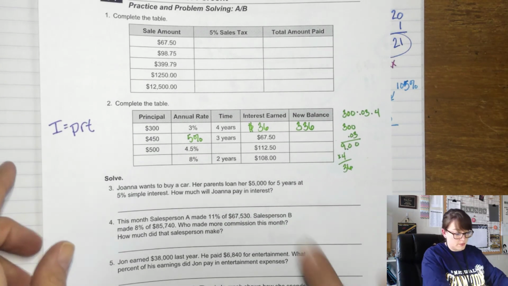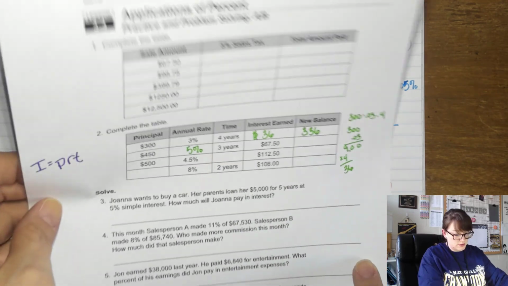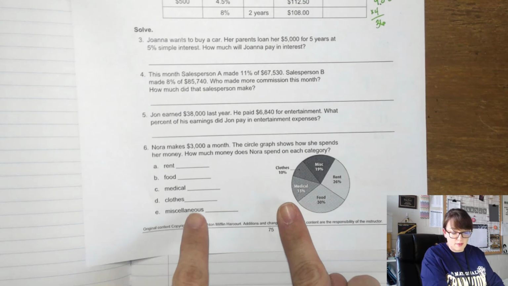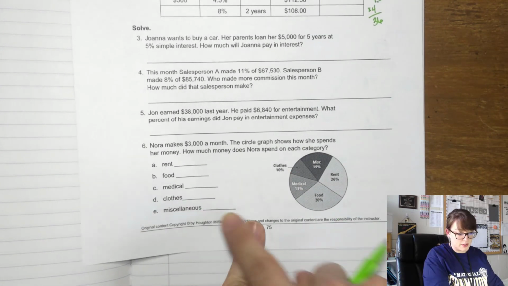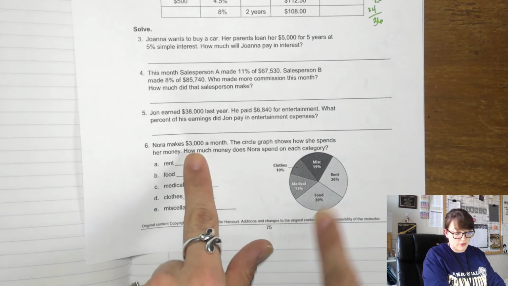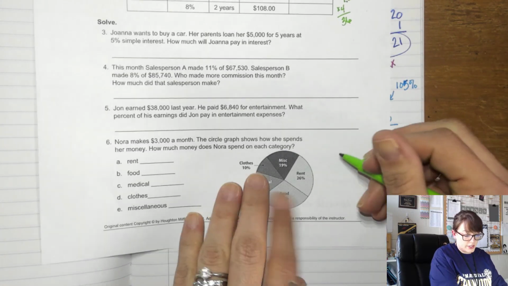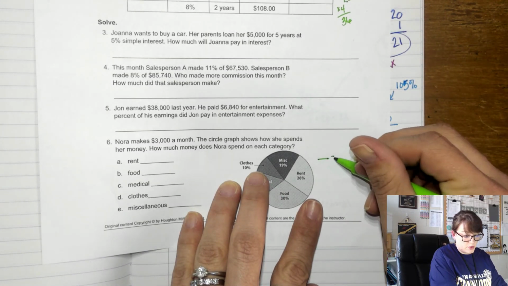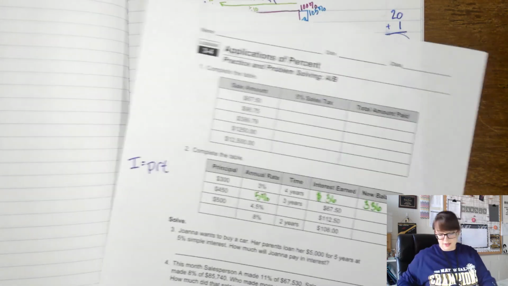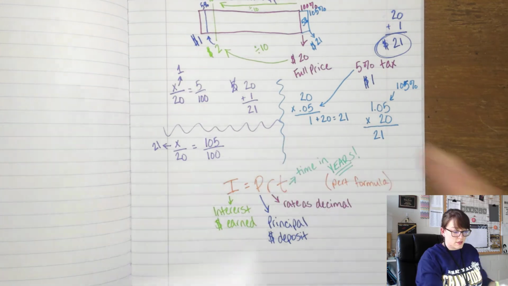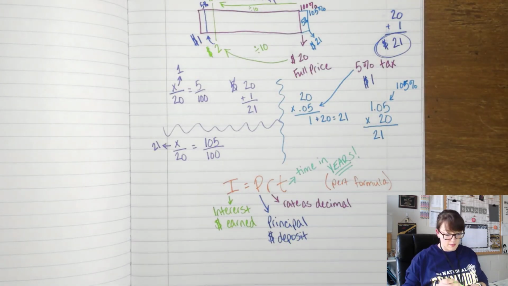Now, you should be able to do all of this now. Commission is just money made. At the bottom, we're finding percents of numbers. So she makes $3,000. All of this equals 3,000. So you're going to do percent proportions, or you're going to multiply. In fact, use one of these methods to solve for these. And I believe that's it.